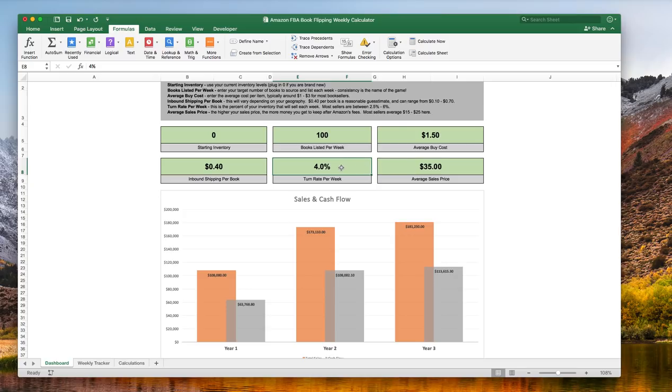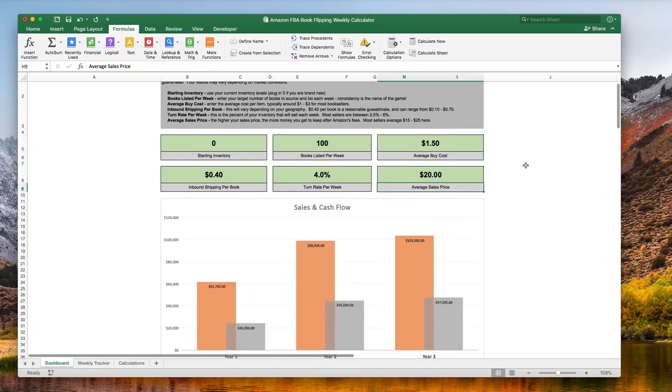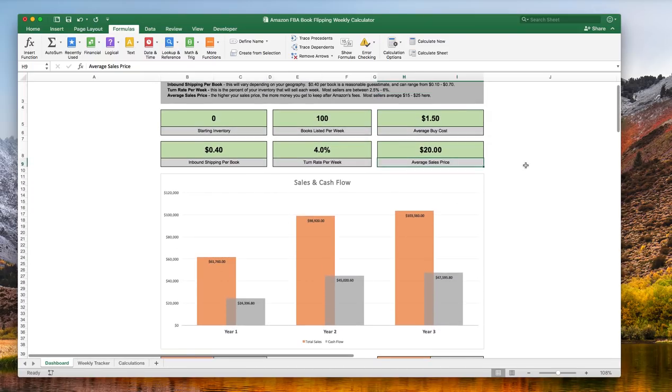Again, turn rate could be as high as 5% a week, which would be closer to 20% a month. We're going to stick with 4%, which gets us closer to that 15% monthly. And then average selling price, they're both in the $20 to $22 range, I believe. John may be a hair smaller. But again, let's walk through what the numbers are and then show you how you can edit them yourself.